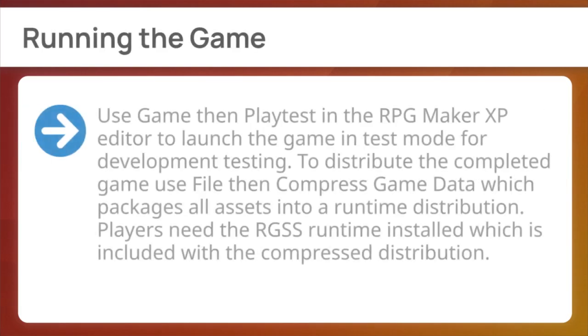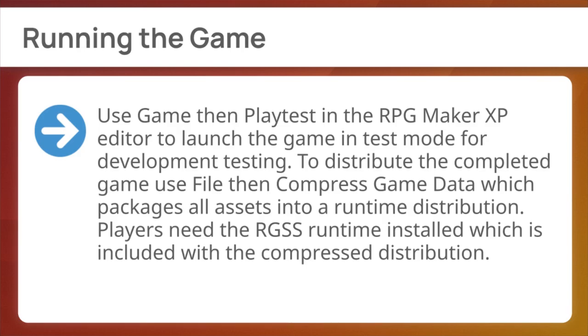Finally, running the game. Use Game then Playtest in the RPG Maker XP editor to launch the game in test mode for development testing. To distribute the completed game, use File then Compress Game Data, which packages all assets into a runtime distribution. Players need the RGSS runtime installed, which is included with the compressed distribution.